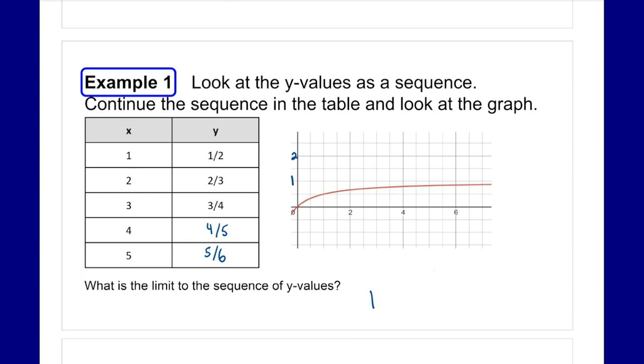Again, is it ever going to reach it? No, not based off of this pattern in the sequence, but we are going to approach it and get very, very close.